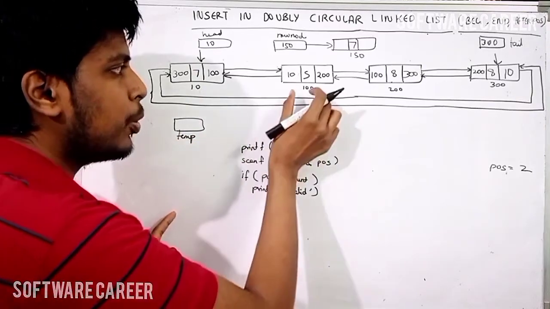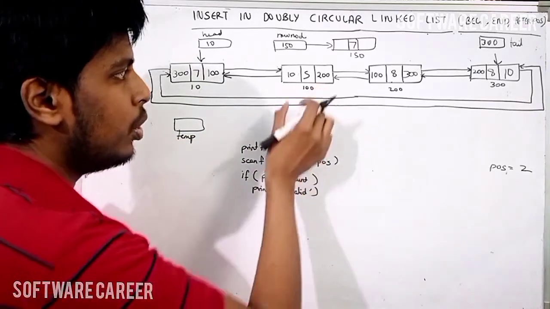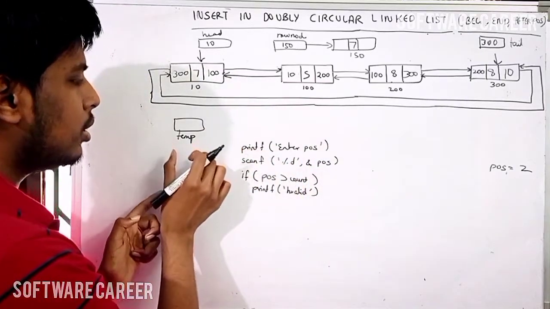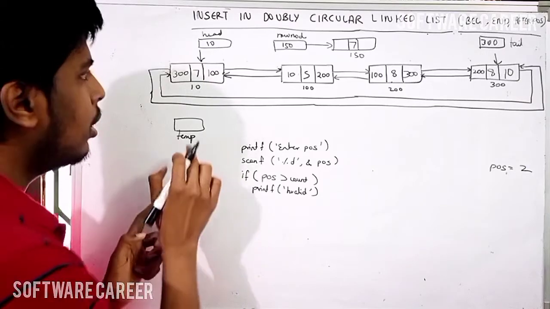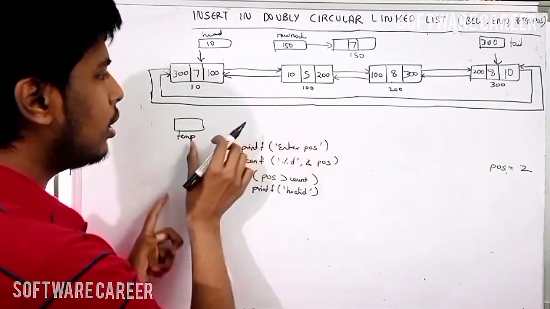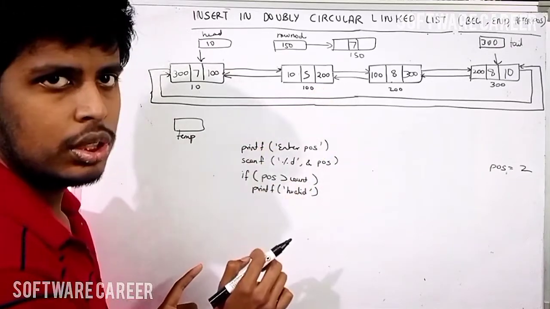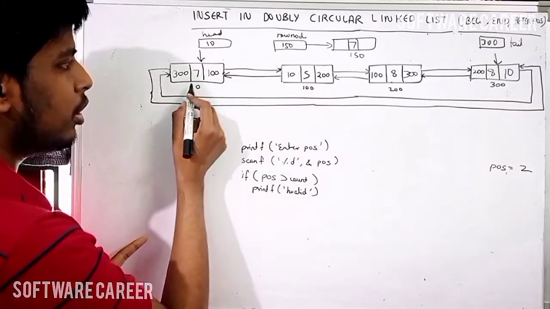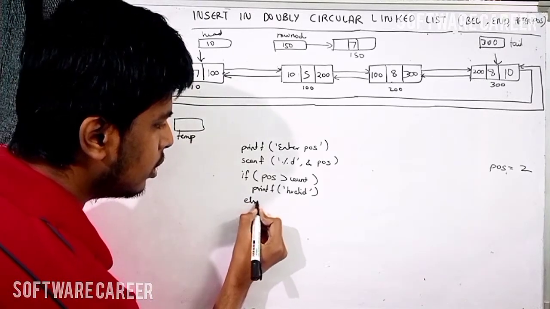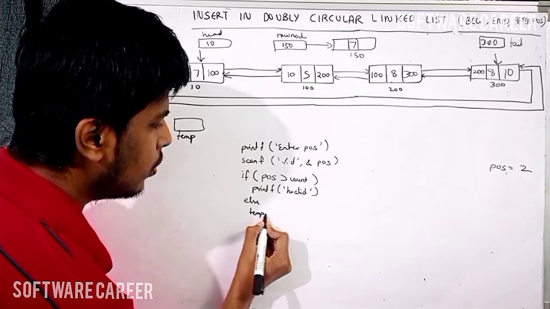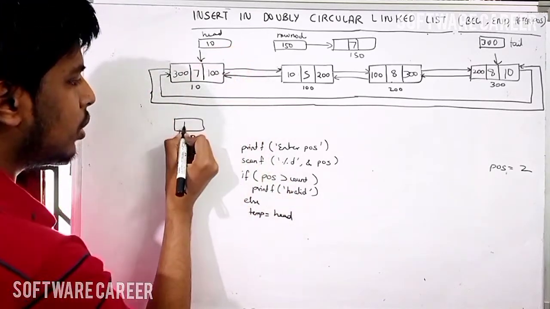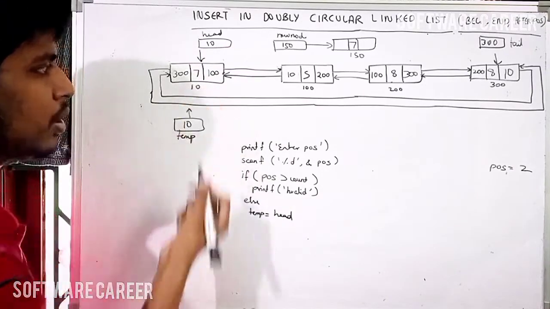Now this temp pointer should point towards this node, but you can't directly point to this node. In a linked list you can't directly point. So I'm creating a temp pointer and I'm pointing it to the first node. Then one by one I should move the temp pointer till the temp pointer is pointing to this node. So see here, first the temp pointer is pointing to this node. So I'm writing the condition, see here, else temp equals head. Now head address is 10. So 10 is stored in the temp. So temp is pointing to the first node.